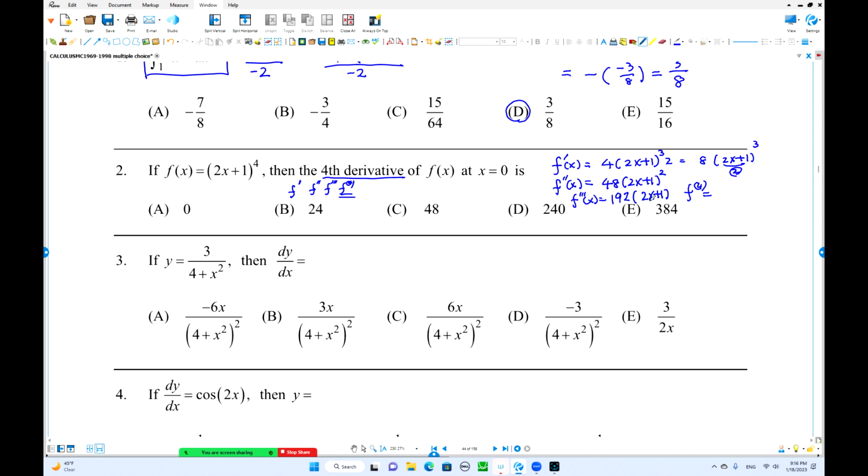192 times 2 is what? 384, right? Okay, substitute. Okay, this looks like what? 384x plus 192, right? The derivative of this one is 384. The second constant will be 0, okay? At x equals 0, it doesn't matter. Any value of x, it's always a constant, 384, right? Okay.